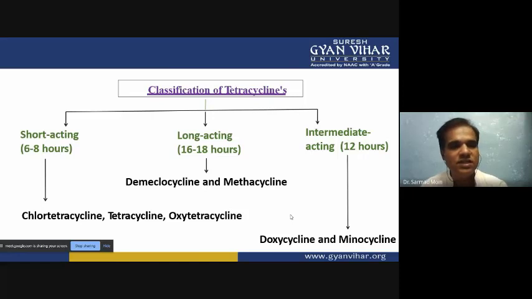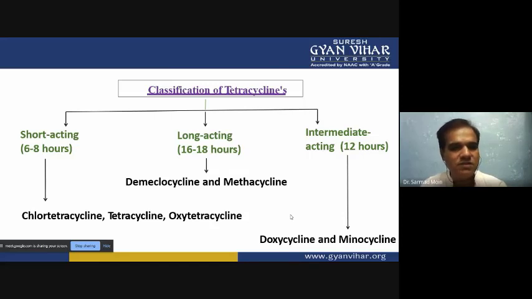Now, if you look at the classification, we divide tetracyclines into three types: short-acting, long-acting, and intermediate. This classification depends on the duration for which they are effective. Short duration means they are effective for only 6 to 8 hours, and after that they start degrading, and then we have to give a fresh dose. So these short-acting antibiotics work only 6 to 8 hours. Chlortetracycline, tetracycline, and oxytetracycline are the short-acting antibiotics.